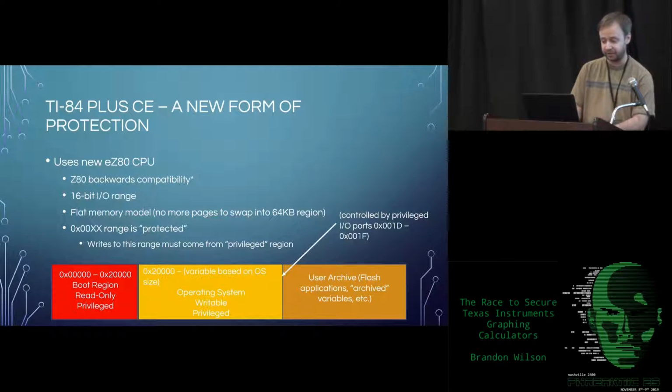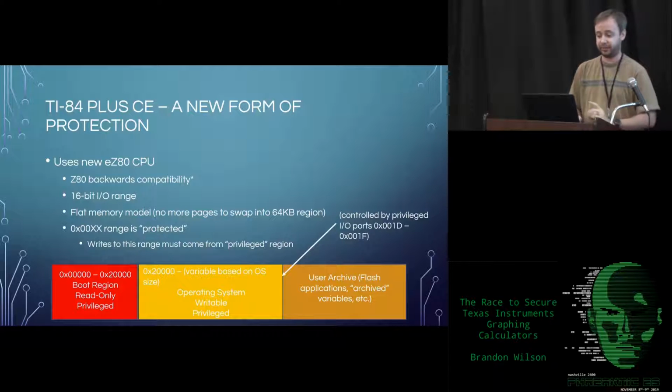Now the eZ80 supports Z80 backwards compatibility so that you can run regular old Z80 instructions in addition to the new eZ80 ones, which support 24-bit addressing and a 16-bit I/O range instead of just an 8-bit range. Since they have 24-bit addressing now, they ditched the paging and bank switching madness in favor of a flat memory model like what you see down here. They also revamped the port protection since there are no privileged pages anymore. Now, certain address ranges are considered privileged, and certain I/O ports, mainly where the high byte is 0, are considered protected and can only be written to from a privileged address range, like the red or yellow areas.